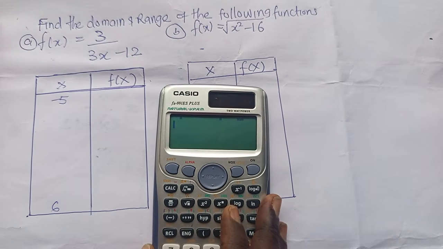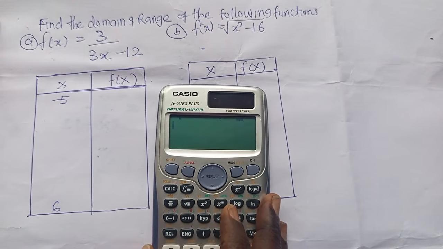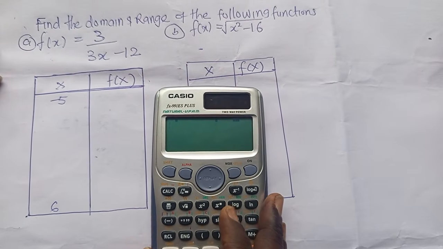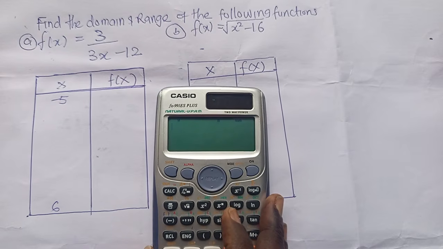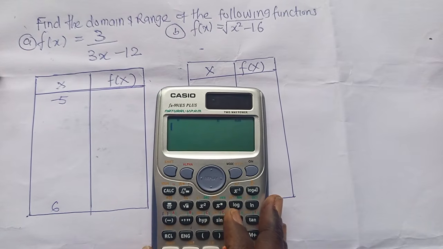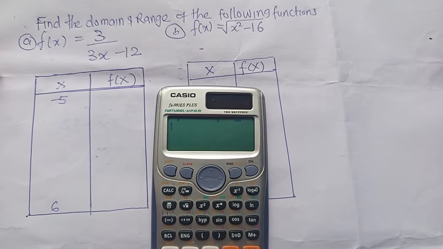Find the range and the domain, or the domain and the range, of the following functions. You have two questions to solve here quickly. F(x) is equal to 3 divided by 3x minus 12.